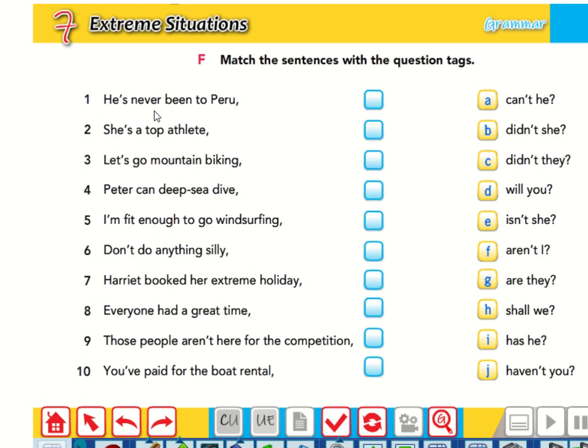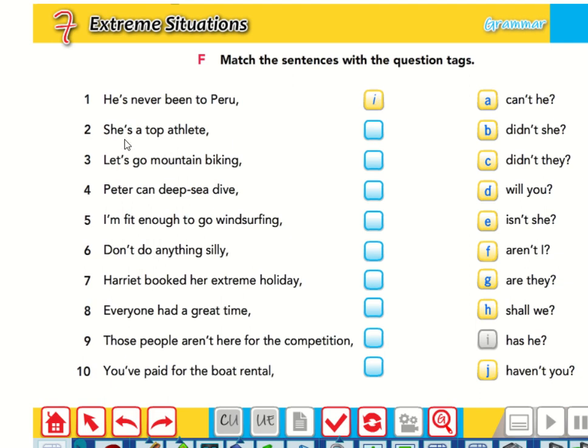Correct, it is a negative sentence because we have the word never, which means not. So this is a negative sentence. Here we have to look for a positive question tag. Here we have 's, which refers to has never been, because we have verb 3, right? So he's never been to Peru. We have to search for has he. So I is the correct answer here.